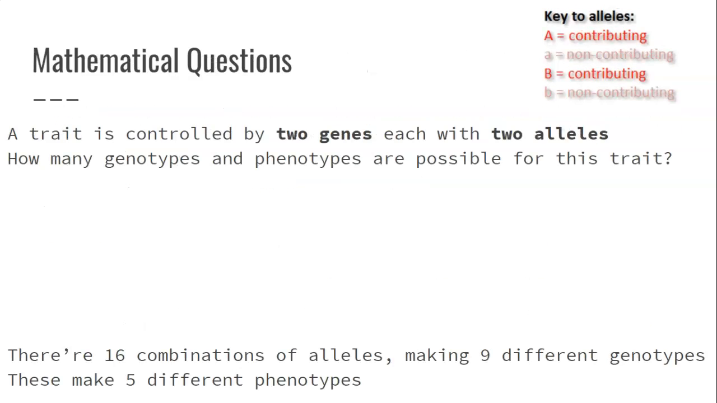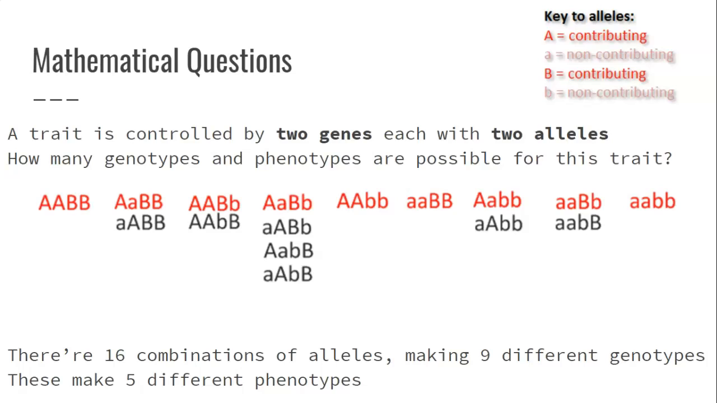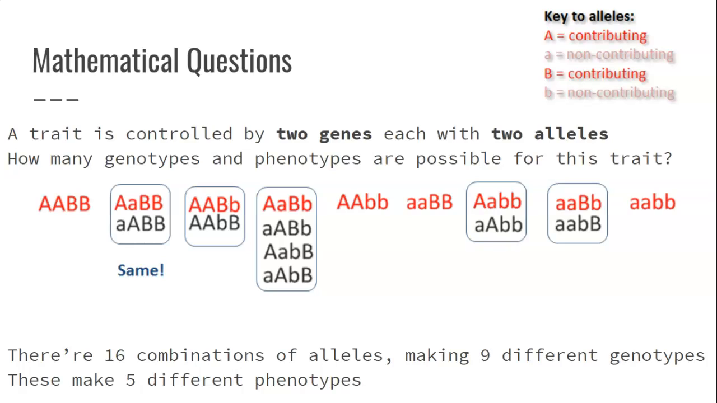So again, let's just cover this again. A trait is controlled by 2 genes, each with 2 alleles. How many genotypes and phenotypes are possible for this trait? Well, there's 16 combinations of alleles. So even though I'm getting 16 combinations, they're not all unique. I'm actually only getting 9 unique genotypes. And within those 9 unique genotypes, a lot of them are the same, and so I'm actually only getting 5 different phenotypes.